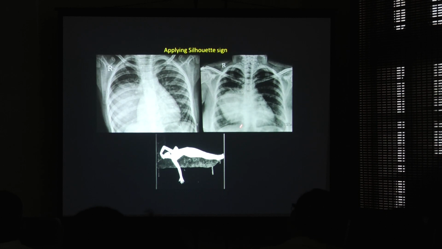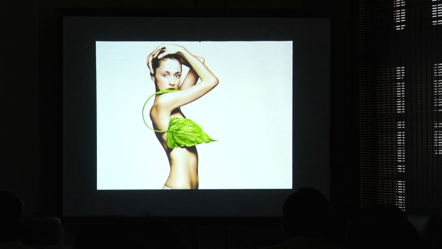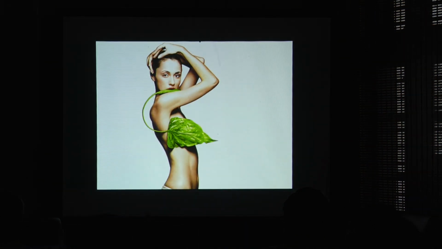Now, in this case, I cannot see the cardiac margin. That means all the air in the plane of the heart is removed by the lesion. So this lesion has to be in the same plane of the heart. So once you find out whether it is in the same plane of the heart or posterior to the heart, you can formulate your differentials. Now, this is a very vast topic.